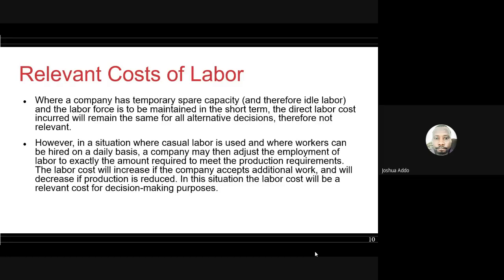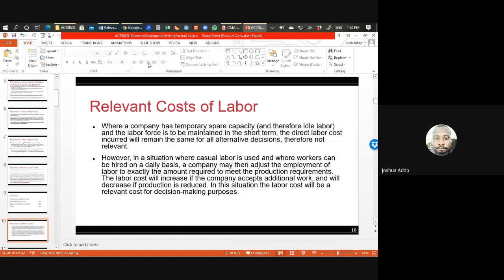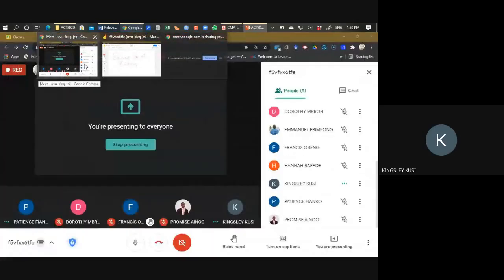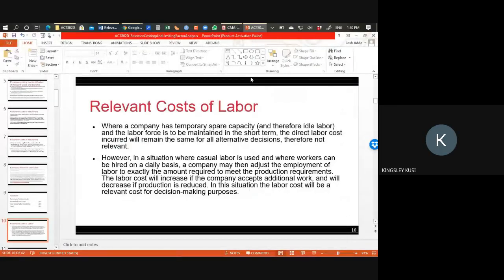That is spare capacity. But the point is that there's some spare or idle labor. That's the main point we want to establish. So most organizations have these situations.